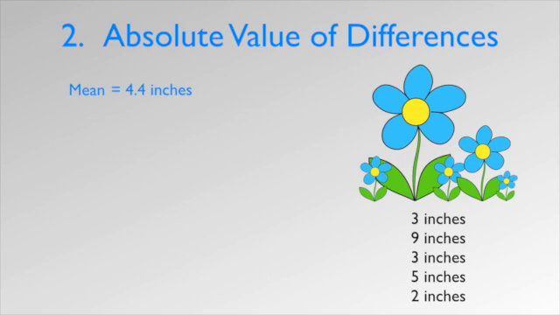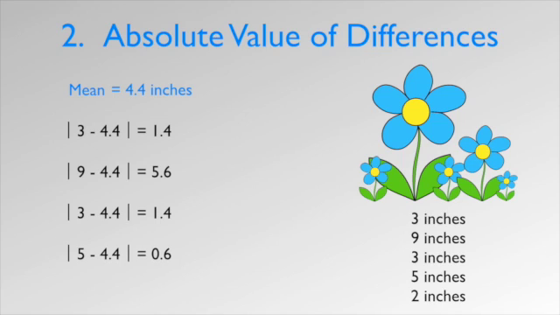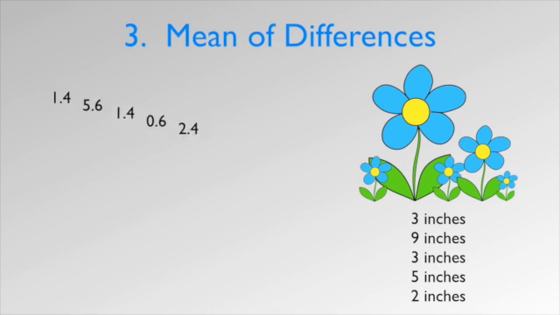So at this point, what we'll do is we'll calculate how far away each flower is from that mean. So for example, the 3-inch flower is 1.4 inches away from the mean. The 9-inch flower is 5.6 inches from the mean. The 3-inch flower is 1.4 inches from the mean. The 5-inch flower is 6/10 of an inch away from the mean. And finally, the 2-inch flower is 2.4 inches away from the mean. We'll now average all of those differences.